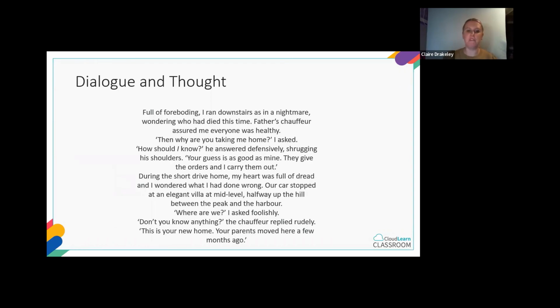So here is an example from Chinese Cinderella, which we have previously looked at and which you can find in your CloudPort information. This shows how dialogue can be used alongside and in between thought from the main character. This is written in first person, so we see the author, Adeline Yen Ma's thoughts as the story occurs.